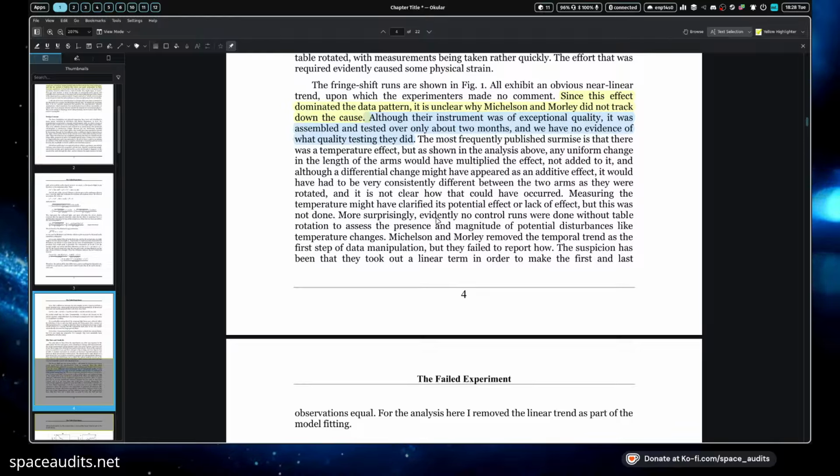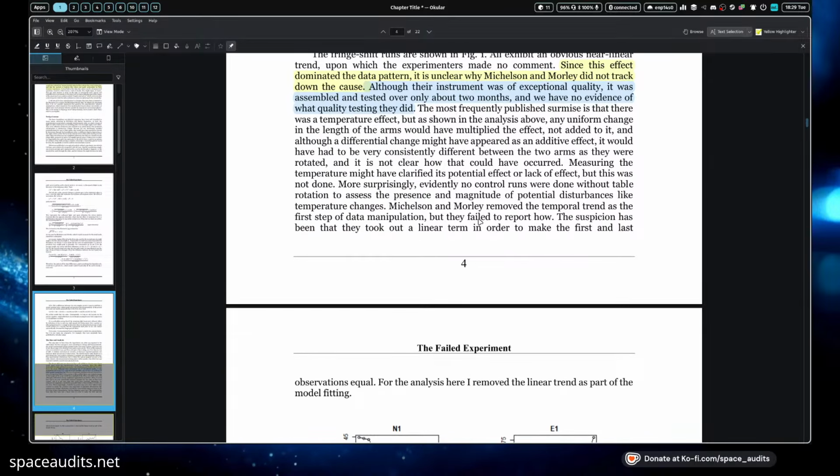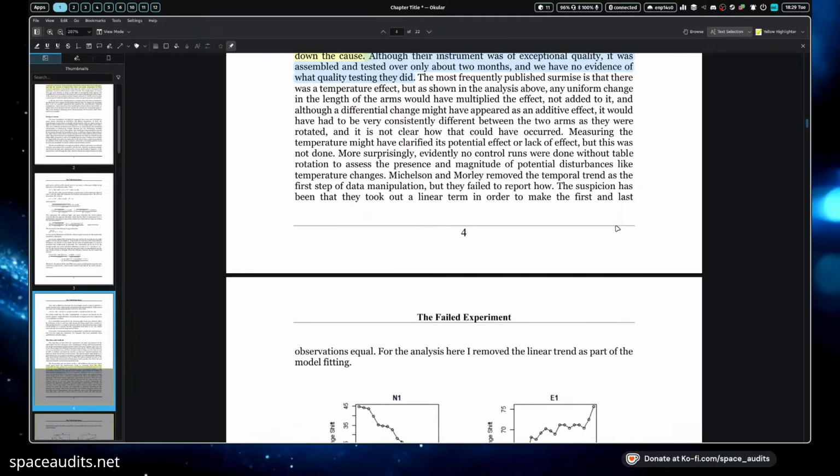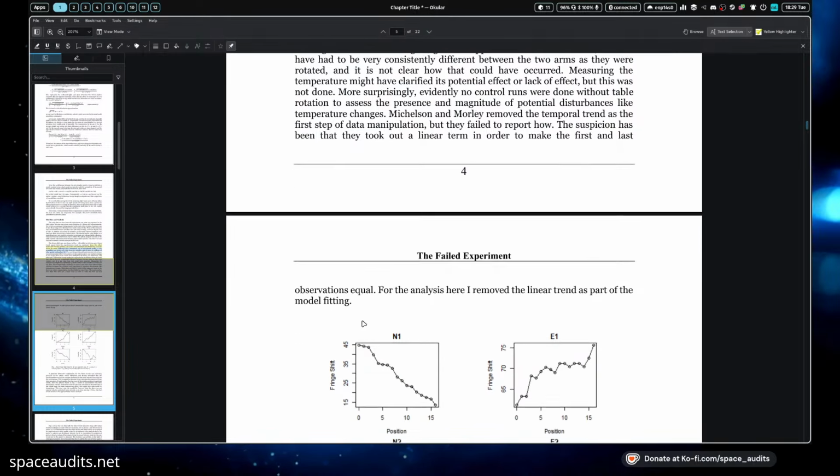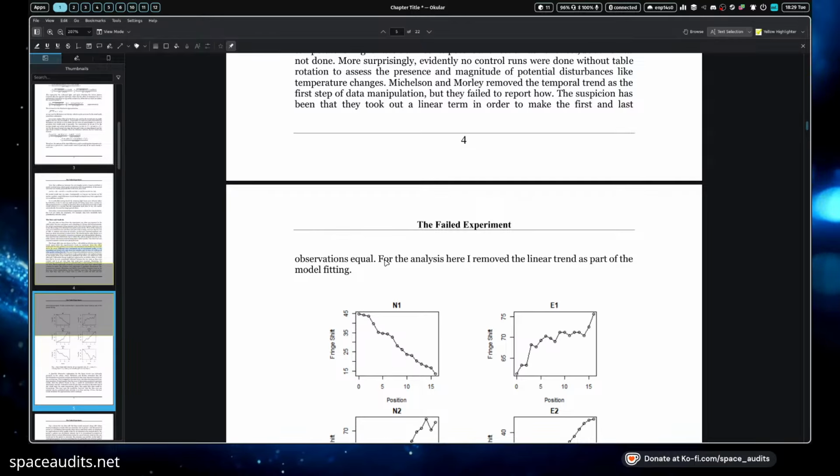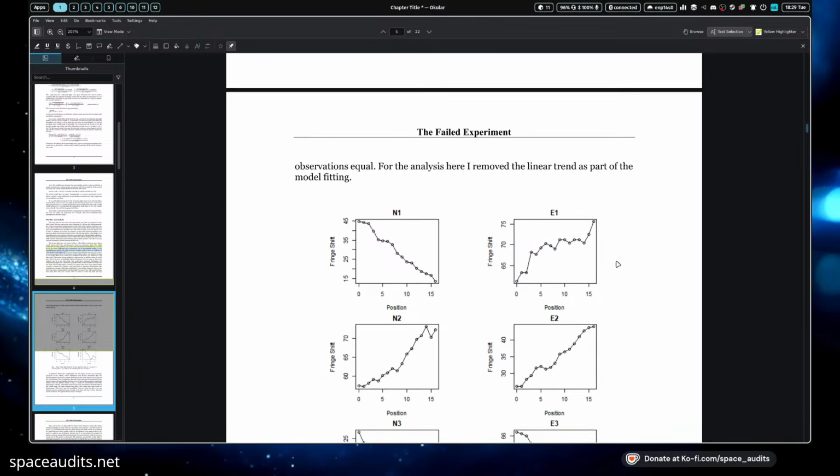More surprisingly, evidently no control runs were done without table rotations to assess the presence of the magnitude of potential disturbances like temperature changes. Michelson and Morley removed the temporal trend as the first step of the data manipulation, but they failed to report how. The suspicion has been that they took out the linear term in order to make the last observations equal. For the analysis, I removed the linear trends as part of model fitting.